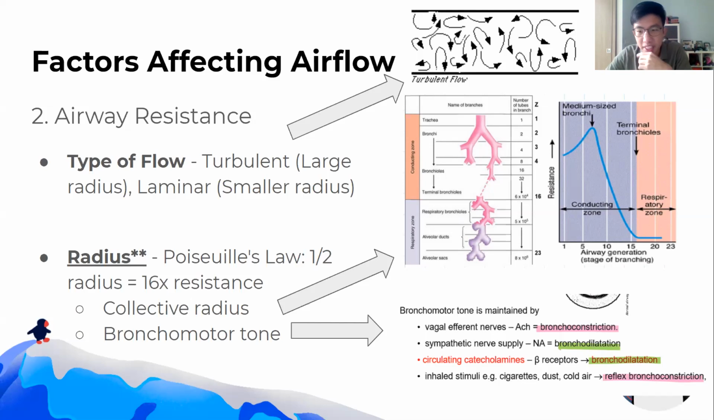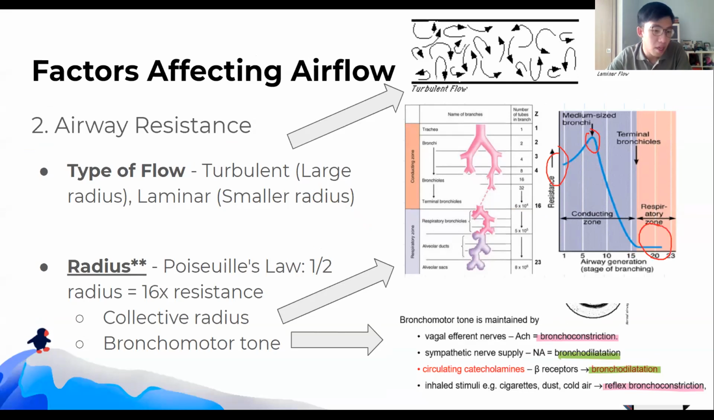So the good thing is that you don't really need to calculate it by yourself because this guy actually calculated it for you. So all you need to know for exams is that the resistance of airflow is actually intermediate. It's moderate at the start, and as it branches, it slowly increases in resistance in the medium-sized bronchi, and subsequently, when you reach the terminal bronchioles, it decreases to a minimum resistance, as you can see from this diagram over here.